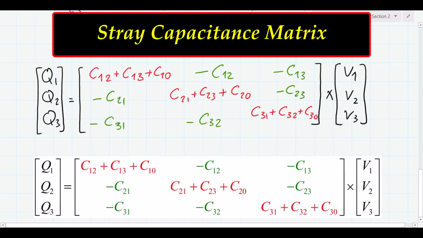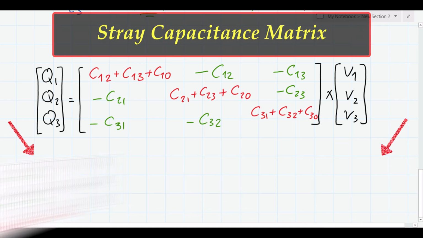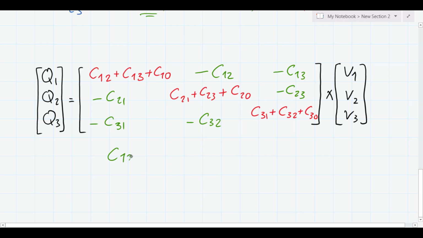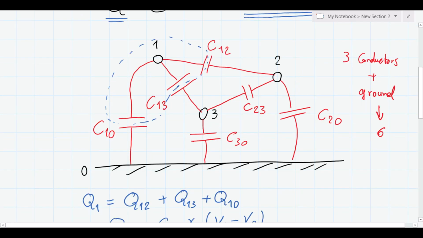It's the mathematical representation of the relationship between the charges on each conductor in our system and the voltages applied to them. A few things to note about this matrix. First one is the symmetry. The matrix is symmetrical, which means, for example, C12 equals C21. These are essentially the same capacitance, just seen from different conductor pairs. This is C12 and at the same time C21.